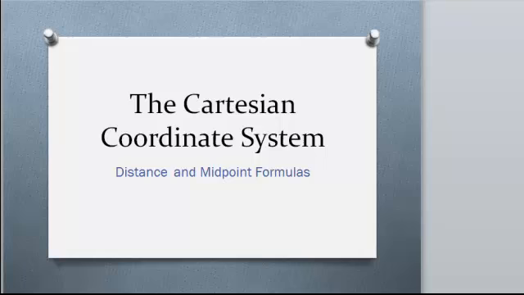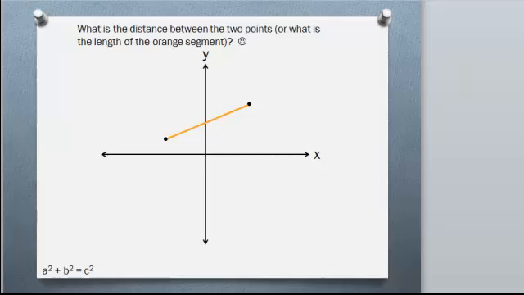Continuing with the Cartesian coordinate system, we're going to talk about the distance and midpoint formulas. The first thing that we want to do is figure out where the distance formula actually comes from. So let's just take two arbitrary points in the coordinate system. It doesn't really matter what they are. Let's call this one x1, y1, and then let's call this one x2, y2. We just want to call them something arbitrary. And what I want to do is connect them like this.